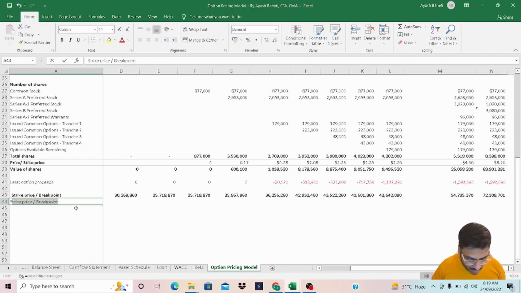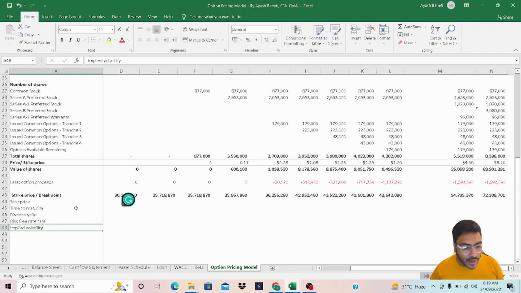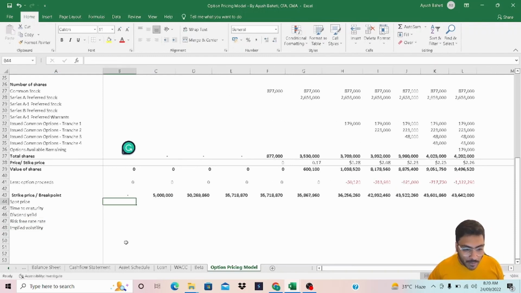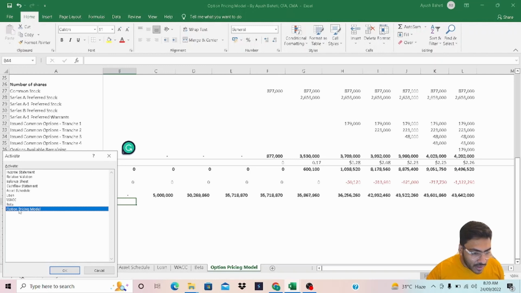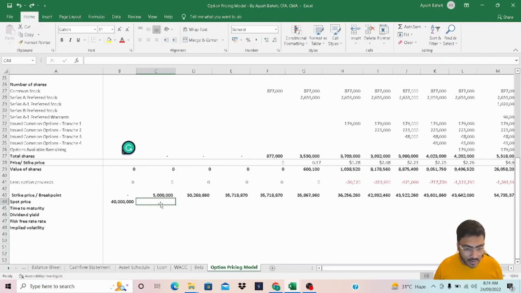What else we need is the spot price. Then we need theta, which is also known as time to maturity. Then we need the dividend yield, risk-free rate, and implied volatility. So these are the Greeks that we required for calculation of option value. What is the spot price? Spot price is the value of enterprise. So we have already arrived at the value of enterprise based on DCF model. So this is our enterprise value, that is 40 million. So I'll just simply link to this. Because this spot price is going to remain the same, I will just link it and drag the formula.